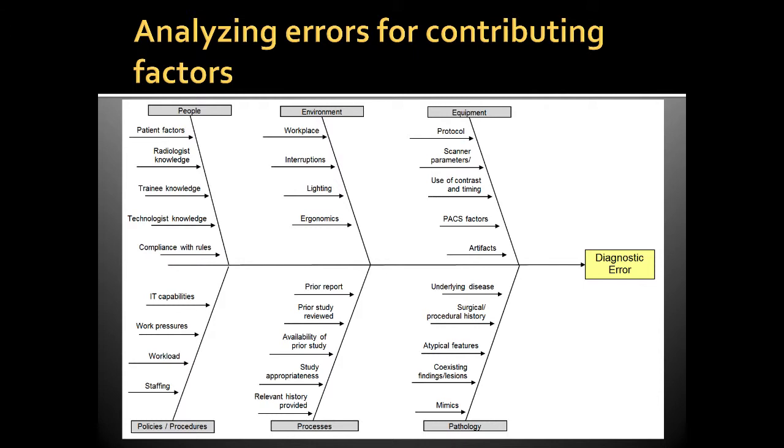So if we think about that recent case of missed subarachnoid hemorrhage, the contributing factors are work pressures. It was a busy overnight call shift for the resident. Interruptions: the ER physician called for a wet read. And PACS factors: there were different hanging protocols at both institutions. Now that we know the contributing factors, we can think about systematic interventions that would be effective at reducing or eliminating this type of error.